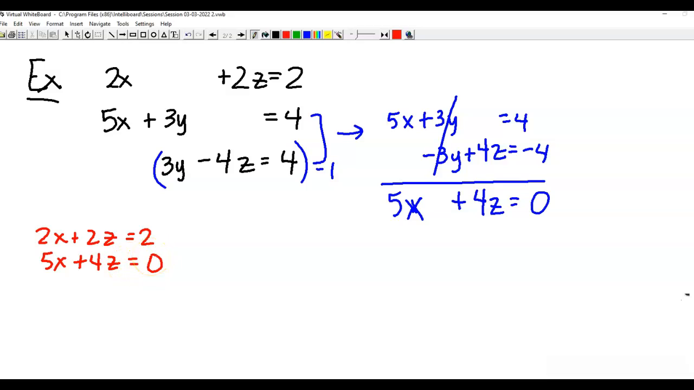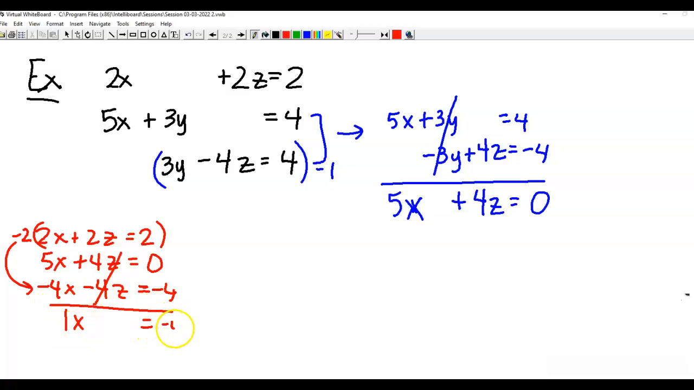So I'm going to eliminate x or z. Does it matter which one you pick? Nope. Which one do you want to eliminate? Which one looks easier to eliminate? I would say z. Yeah, because if you have a 4 already in the bottom, then you just have to multiply the top by negative 2. So we're going to multiply the top by negative 2. That's going to give us, I'll just put it down here, negative 4x minus 4z equals negative 2. So the z's cancel out, and I have 1x equals negative 4. I've now solved for x.